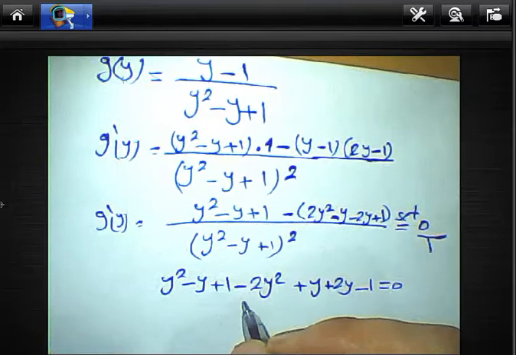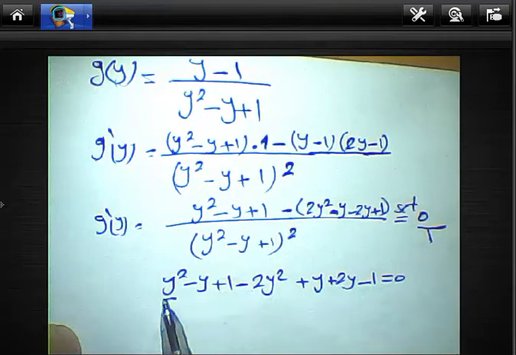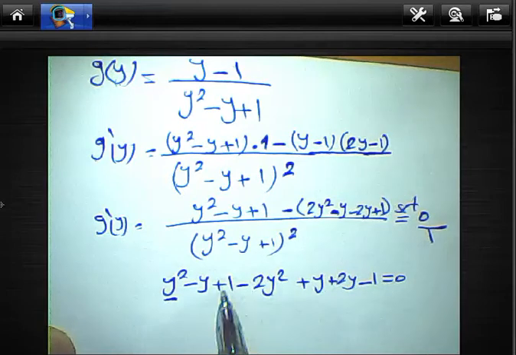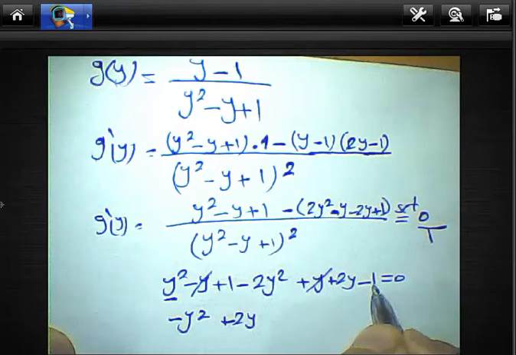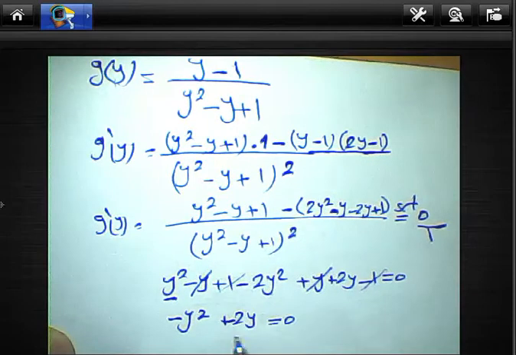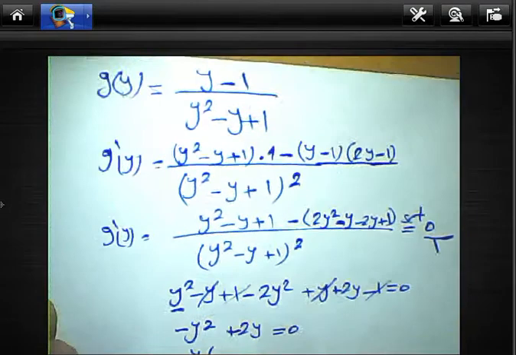And we can simplify it here. We have y power 2 negative y power 2 equals negative y power 2 here. Negative y can cancel with y. The result will be here 2y, and negative 1 plus 1 equals 0. So the result will be equal to 0. We can write y outside here, negative y outside here, the coefficient of this expression, to find the critical number.